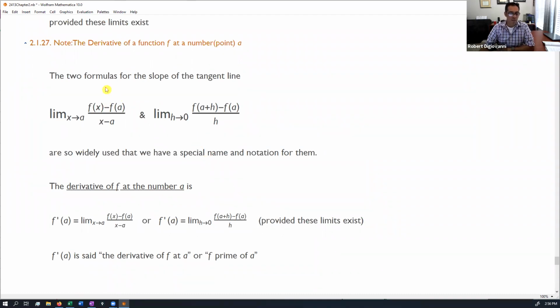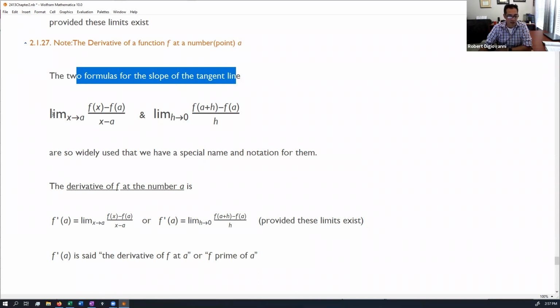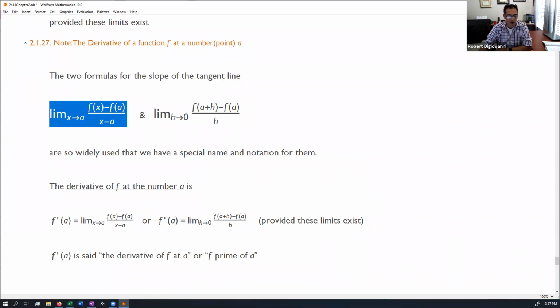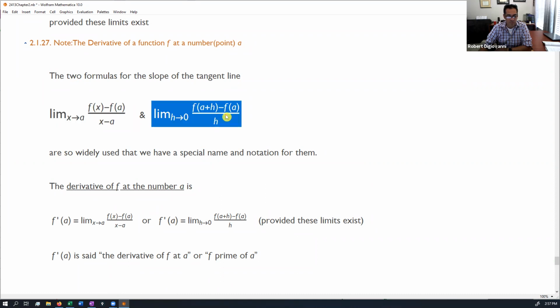So now let's talk about the derivative of a function f at a number or a point a. Okay, so this is going to be a definition. There are two formulas that I've shown you for the slope of a tangent line, right? Here was the first one I showed you, and here was the second one. Both of those formulas will give you the slope of a tangent line of a function, and you can use either one to do it.